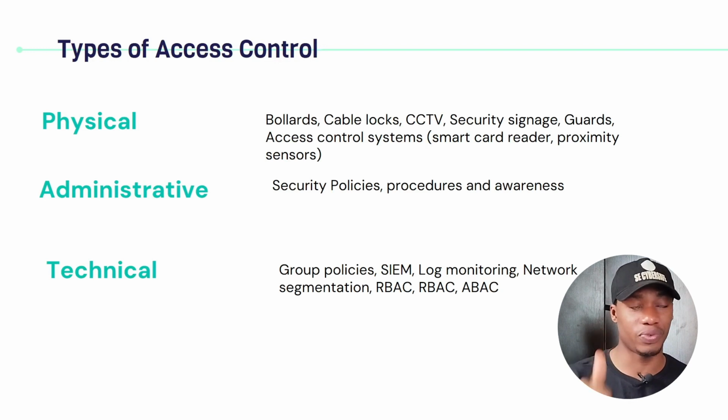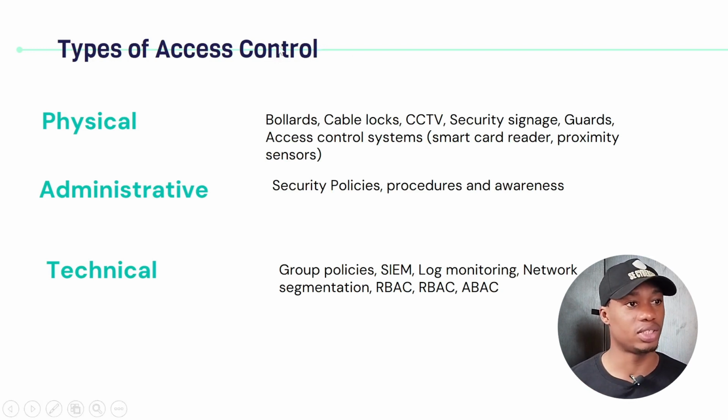You see some places that they use fingerprints and all those things. So the next one is administrative access control. What is implemented here is security policies and procedures, and also awareness. When I mean security policies, it's mostly addressing the organizations, telling the organizational staff the general security principles to follow to prevent being victims or vulnerable to any form of cyber attack.